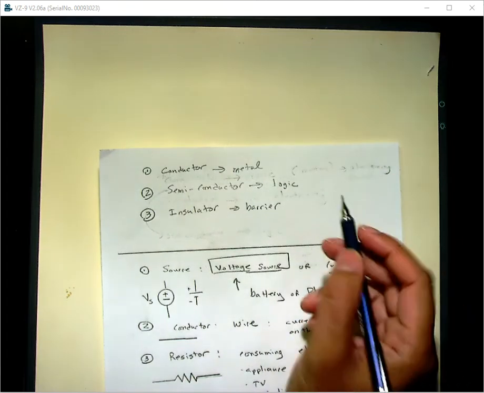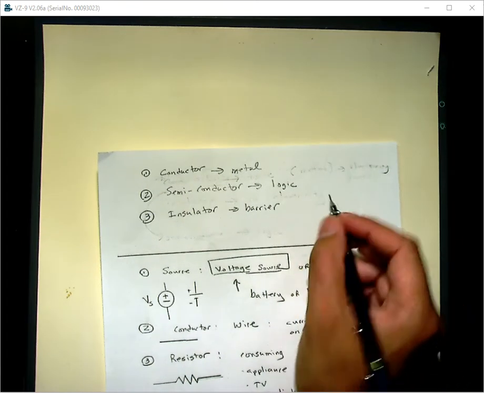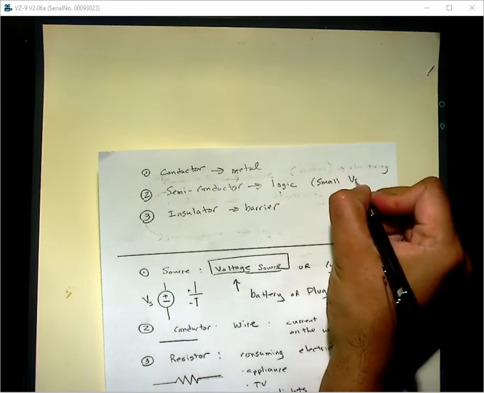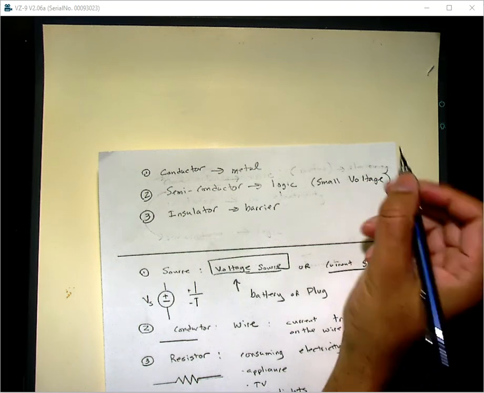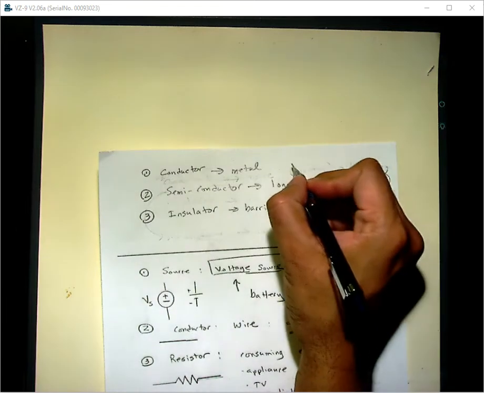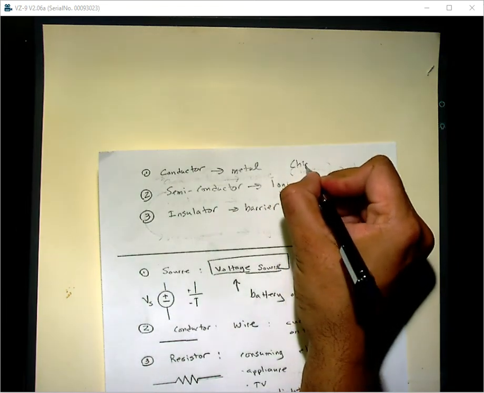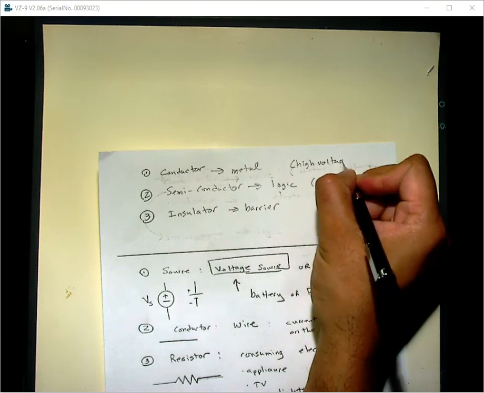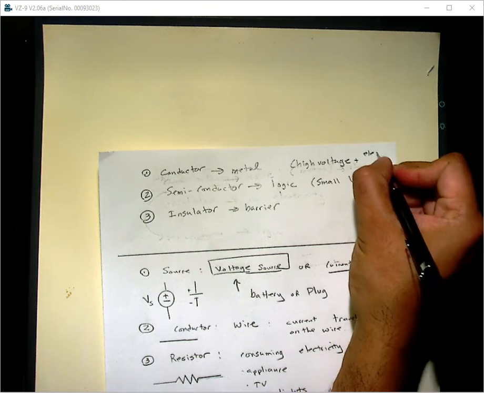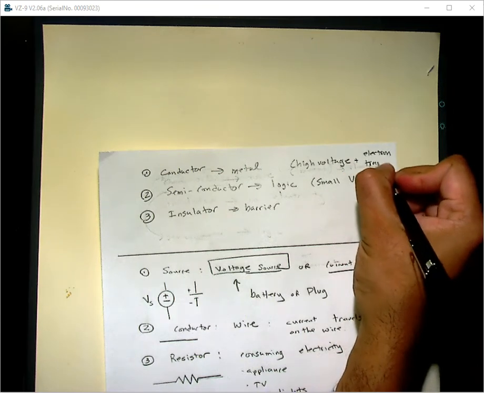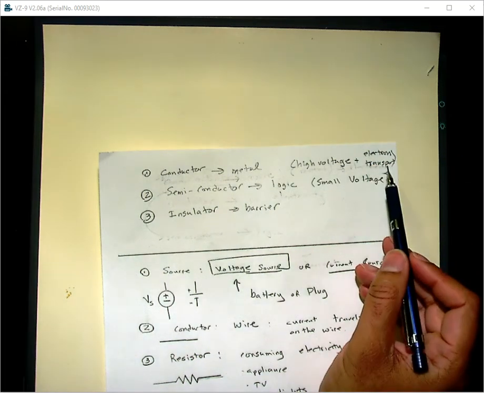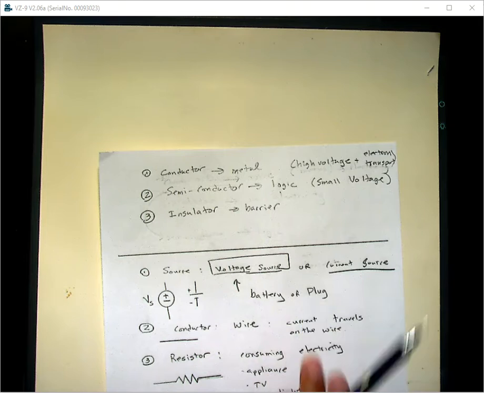These are logic gates. So a lot of this is small voltage application. Small voltage application is considered in a semiconductor logic environment. And metal is usually determined for high voltage, and not only high voltage, but also what we call electron transport. When we transport electrons, we use a conductor.